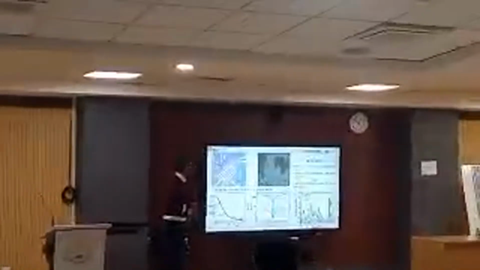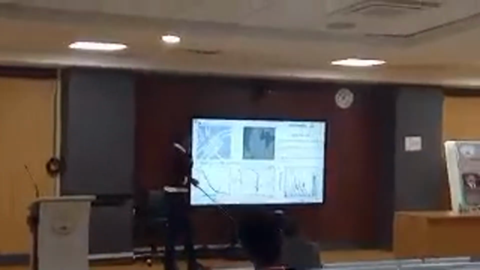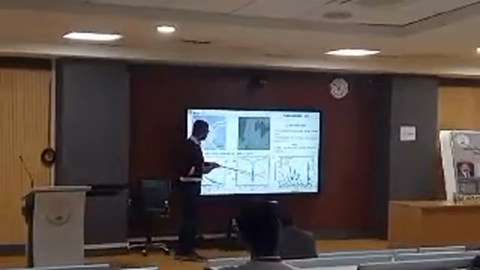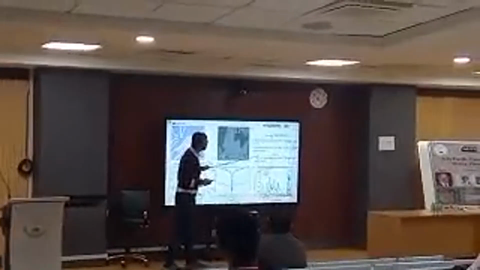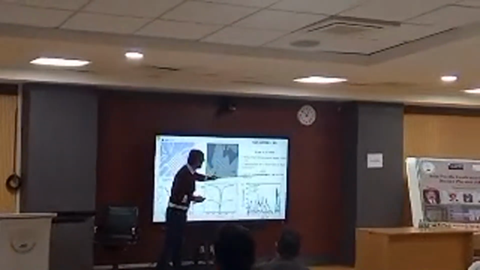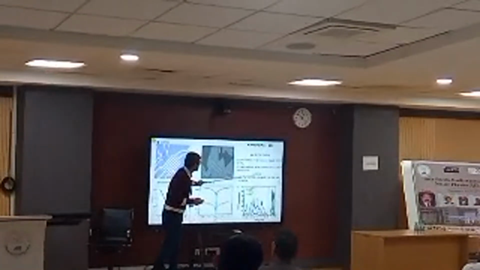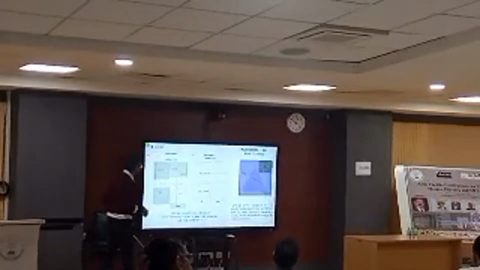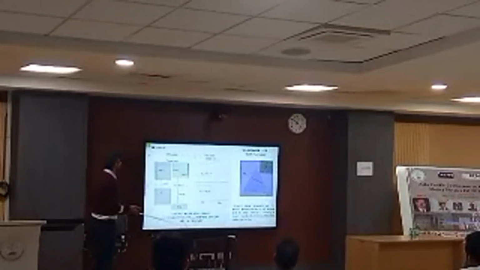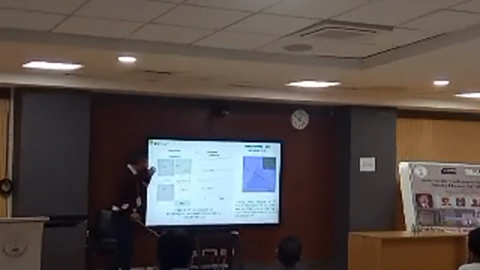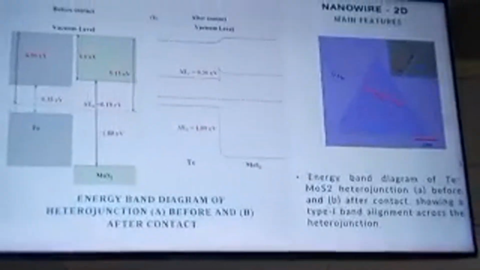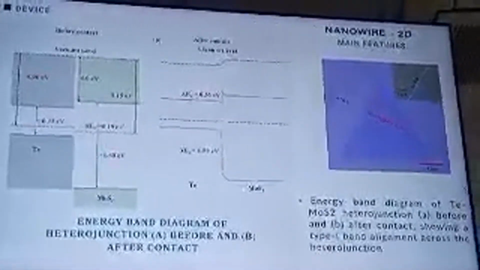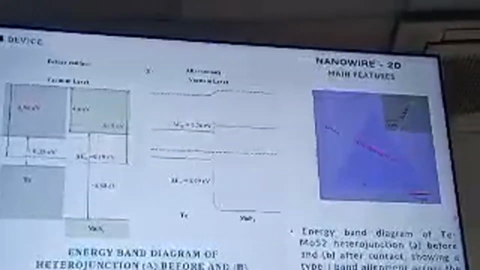And the simple density of states calculation gives us an idea about how they are hybridized. Usually the valence band of tellurium 5p and Mo 4d is hybridized, and the basic contribution is coming from the tellurium and Mo. Okay, so from the KPFM we can see the band bending looks like the charge transfer is happening from tellurium to MoS2.